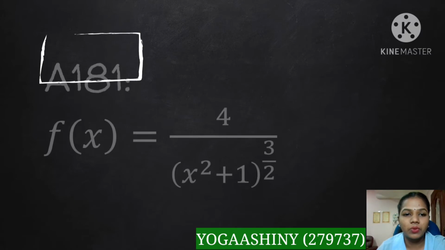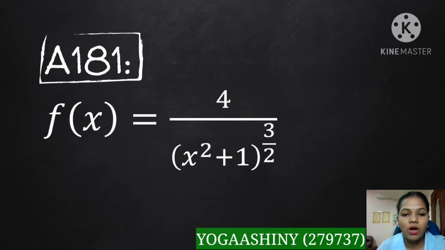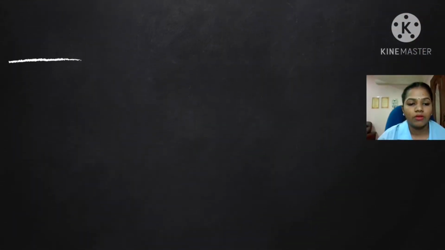I will present the third question, which is f(x) = 4 over (x^2 + 1)^(3/2). For this question, we actually have two methods.